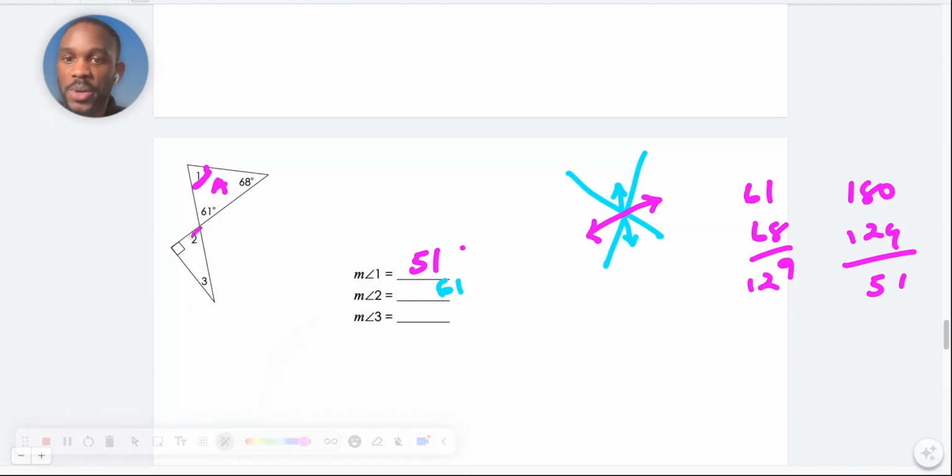What about angle 3? I know this from my previous video, this is 90 degrees. These are perpendicular, right? So this is 90 degrees. So I already have angle 2 as 61. This is 90 degrees. What is left to make 180? That is 29. So pretty easy like that.